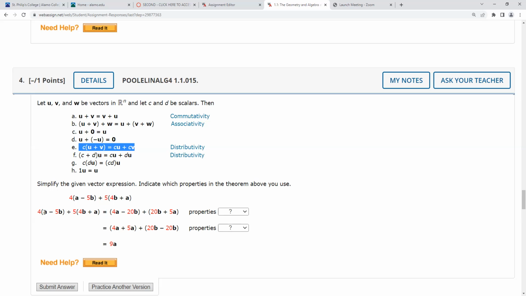A, B. B, A. What happened here? A, B, B, A. B. So we choose that. We have to choose more than one property. So we said E is right, distributing the scalar. What other properties do we have to use to get this one?